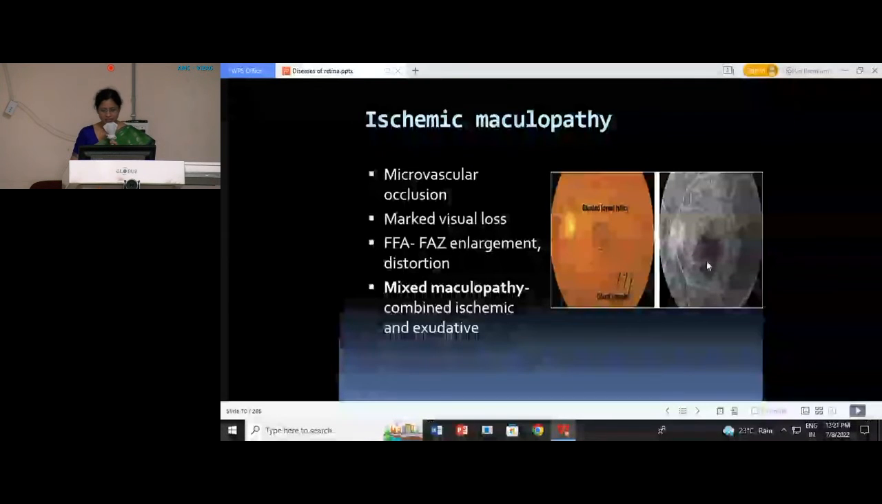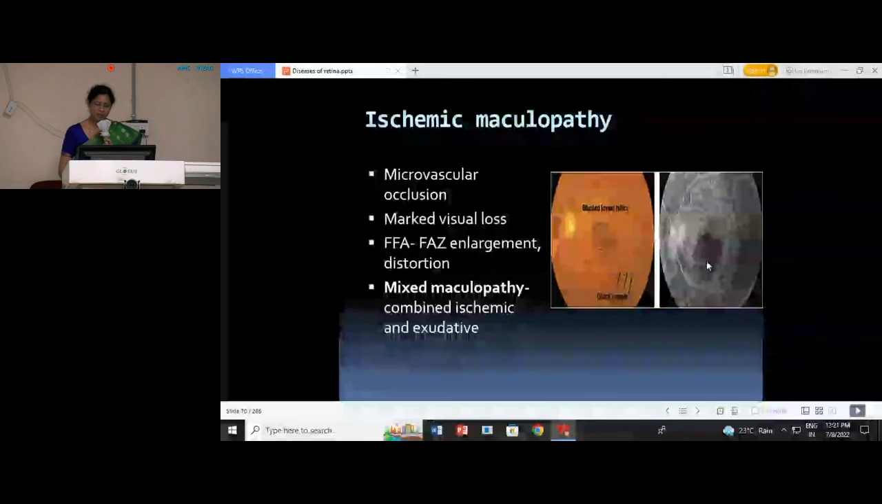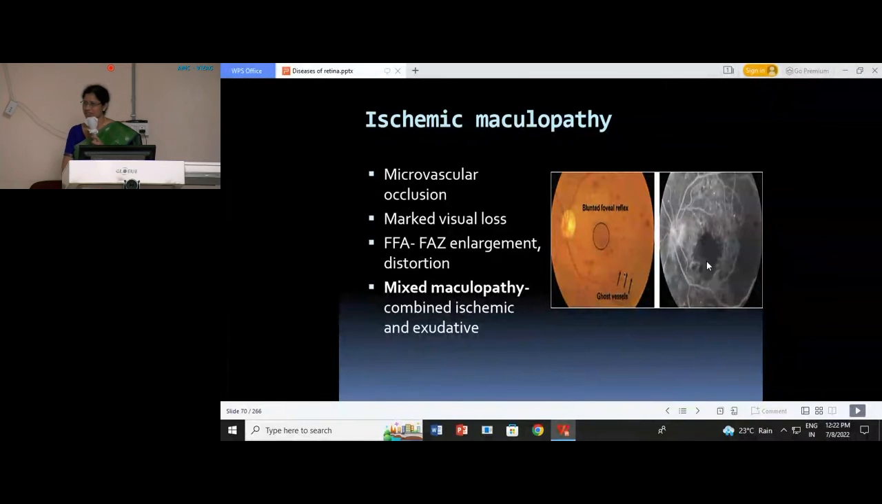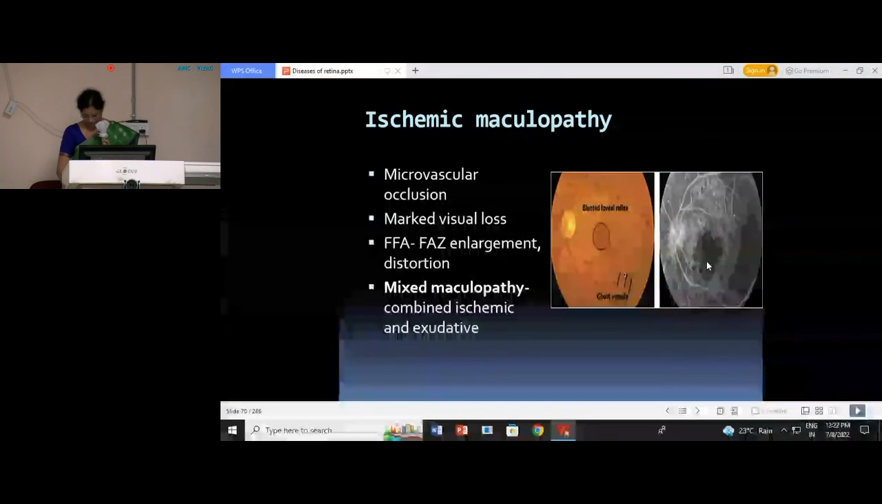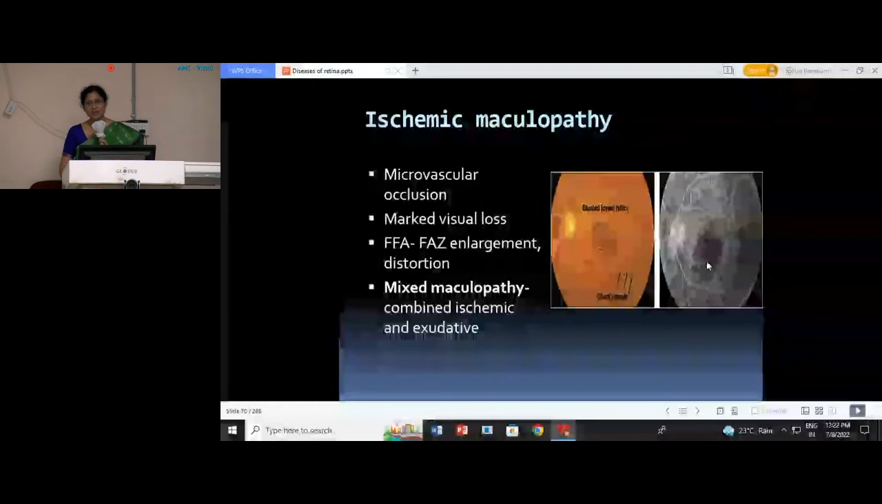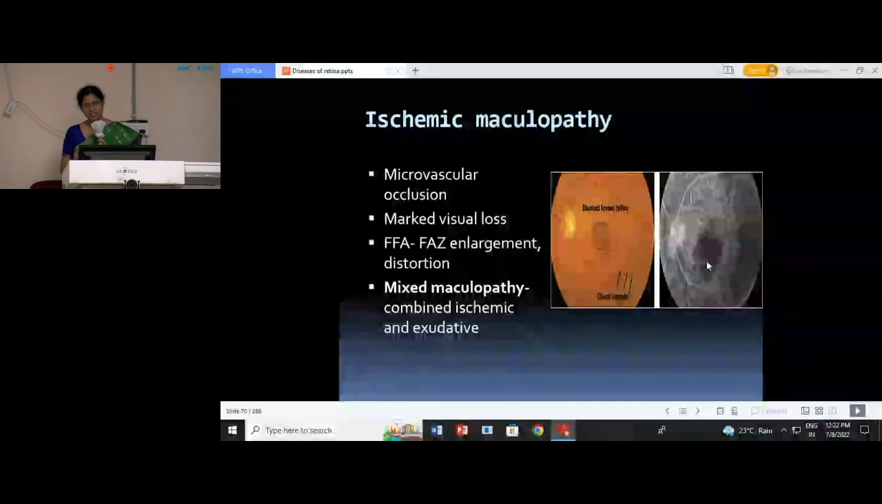Mixed maculopathy is combined ischemic and exudative maculopathy. Both ischemia as well as leak are there, then it is mixed maculopathy. So diabetic macular edema, according to FFA classification, may be focal, diffuse, ischemic, and mixed.